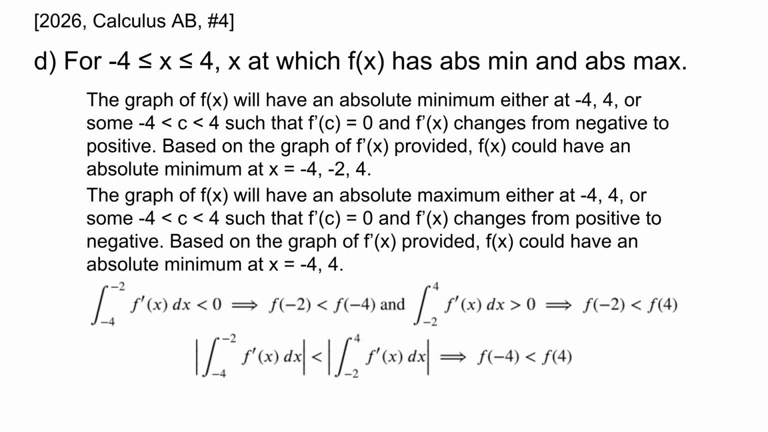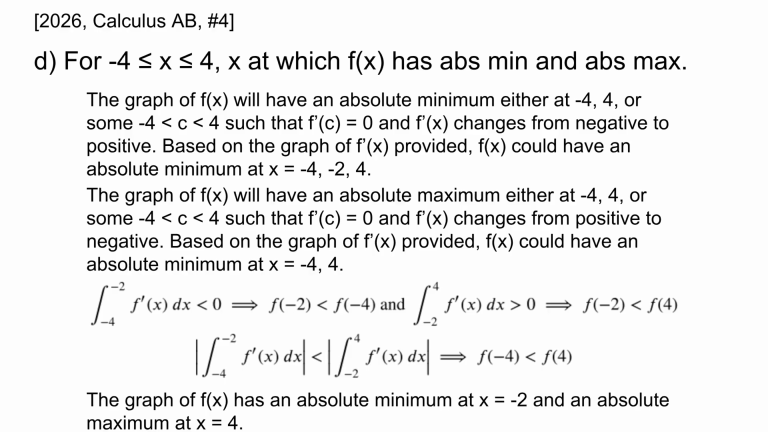If we look at the absolute value of those two integrals, we can see that the absolute value of the integral from -4 to -2 of f prime of x dx is going to be less than the absolute value of the integral from -2 to +4 of f prime of x dx, which implies that f of -4 is going to be less than f of 4. So based on all of this, the graph of f is going to have its absolute minimum value at x equals -2 and its absolute maximum value at x equals 4.